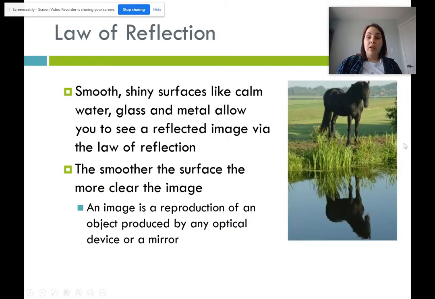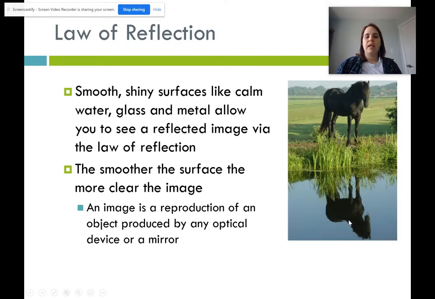Well, that is all caused by something called the law of reflection. So what we see in geometric optics is that smooth, shiny surfaces like calm water, glass, or metal at times can allow you to see a reflected image via the law of reflection. A mirror would be a great example of something you're seeing through the law of reflection. The smoother the surface, the clearer the image is going to be.